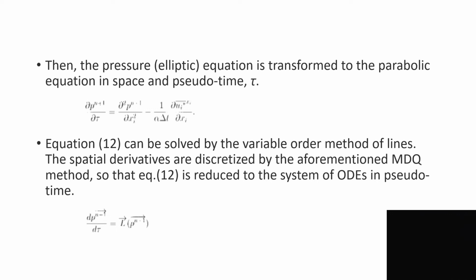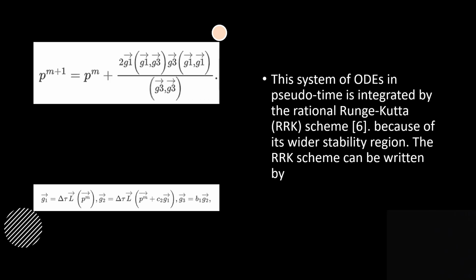The spatial derivatives are described by the aforementioned MDQ method so that the equation is reduced to a system of ODEs in pseudo time. You can see the above equation. It is an ODE in pseudo time equation. This system of ODEs in pseudo time is integrated by the unconventional RRK scheme because of its wider stability region.